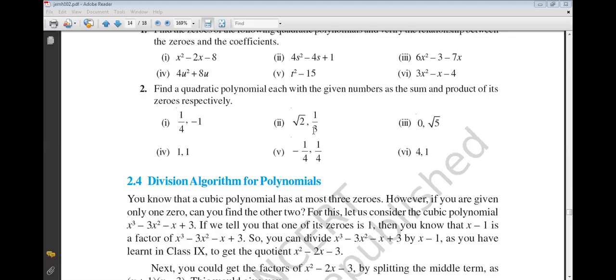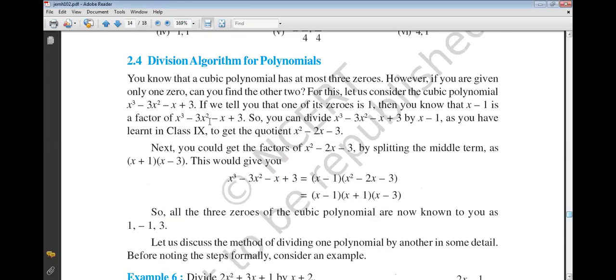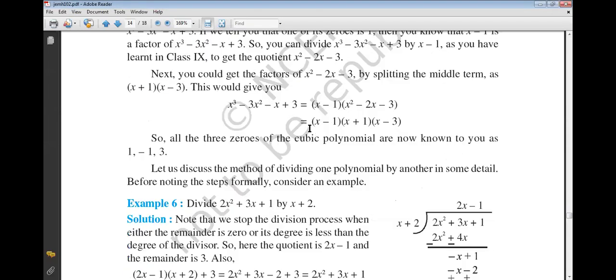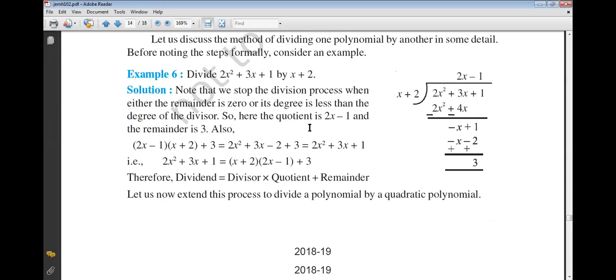Now I'll share the textbook on the screen. Today we are going to study a new topic, that is the division algorithm for polynomials. That means example number 6. You can see example number 6. It is 2x square plus 3x plus 1 has to be divided by x plus 2.